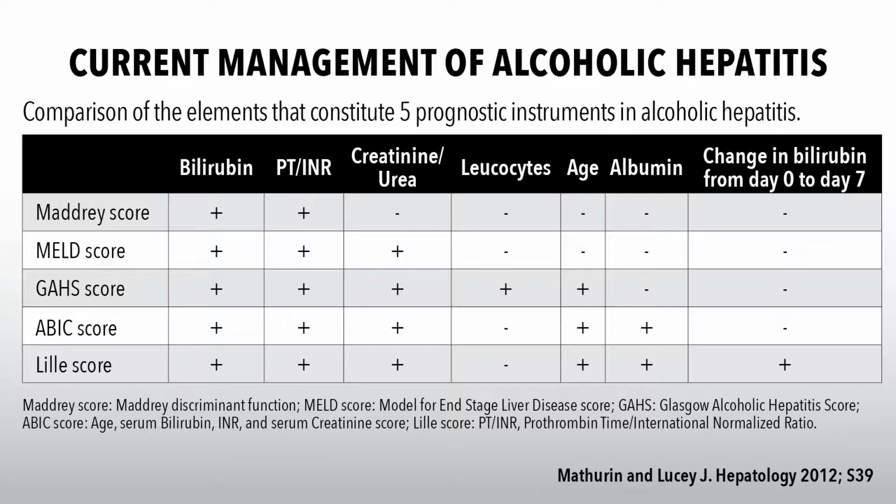This is a table that outlines the Maddrey score, MELD, GAHS, which is the Glasgow score, the ABIC score, and Lille score. And here are the different components. As you can see, bilirubin is common, INR throughout all tests, and most actually look at renal function. Very few are looking at leukocytes, only a few assess age or albumin. Very importantly, we'll be talking about the Lille score and change in bilirubin.